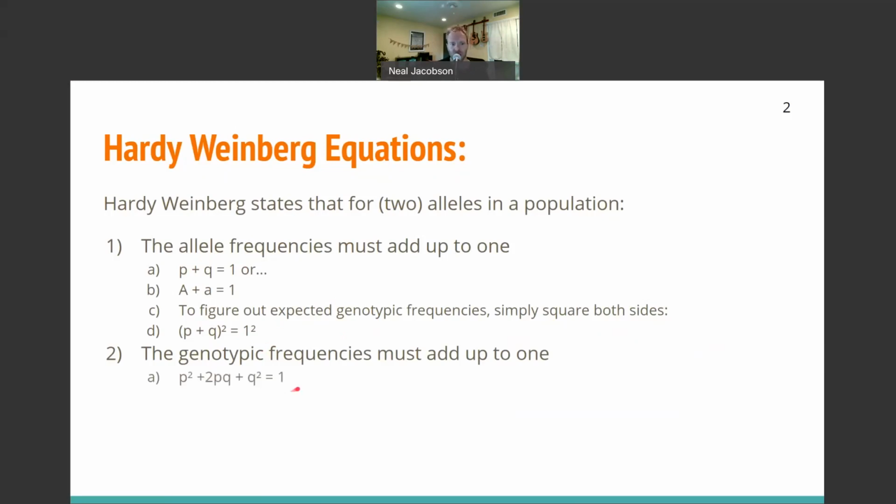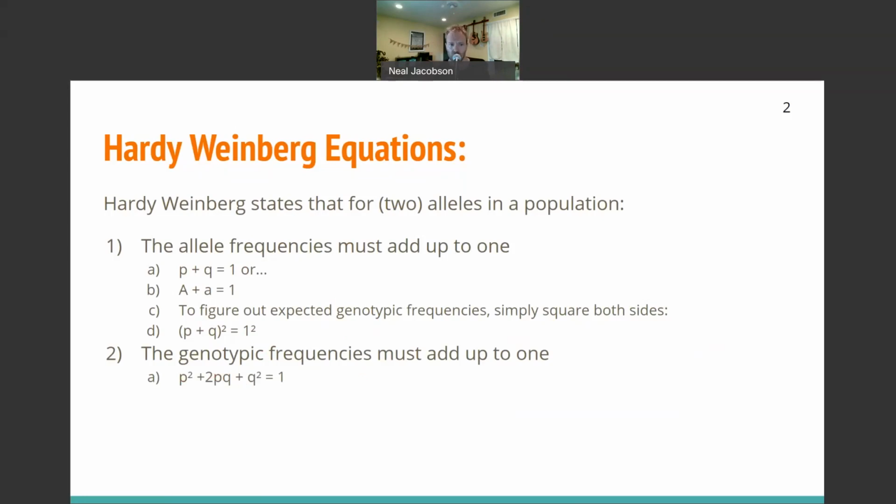So what does this look like? It looks like this: P squared plus 2PQ plus Q squared equals 1. Now you might say, well, where does the 2PQ come from? Because that part's a little bit confusing. We understand where the P squared comes from. We understand where the Q squared comes from. But the 2PQ is a little bit confusing. Why is it 2PQ and not just PQ?